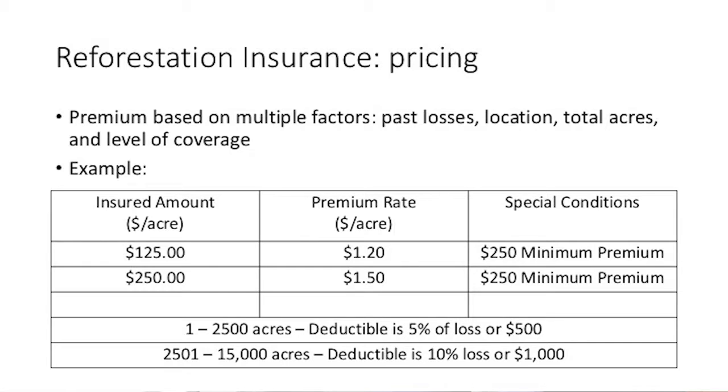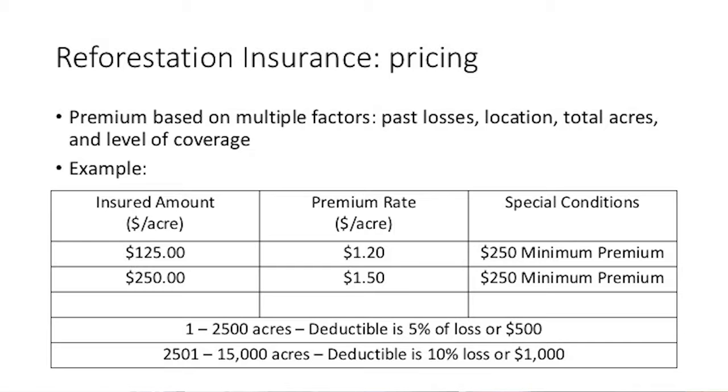Now, the premium is based on multiple factors: past losses, location, how many acres, and what level of coverage. And here's an example. $125 per acre, an insured amount. We're looking at a premium rate of about $1.20 per acre with a $250 minimum premium. And it could be as high as $250 per acre with a premium rate of $1.50 per acre. And again, another $250 minimum premium.